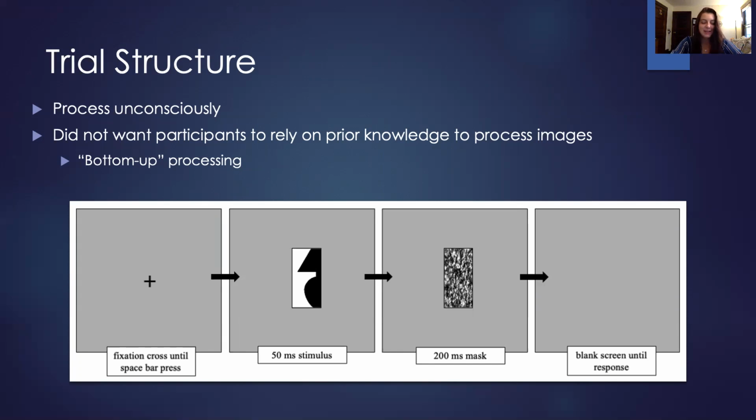And the purpose for the mask is because we wanted participants to process these stimuli unconsciously. In other words, we didn't want participants to rely on prior knowledge in order to process the stimuli. So next, I'm going to show you an example trial. Just be sure not to move your eyes from the black fixation cross because it goes very quickly.